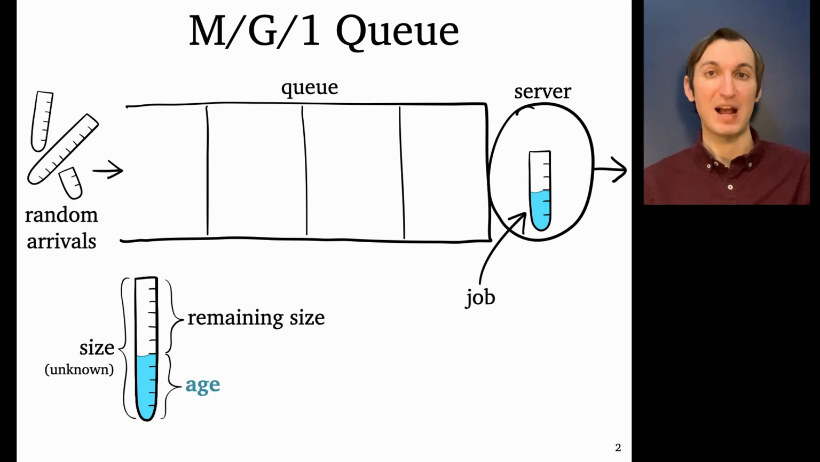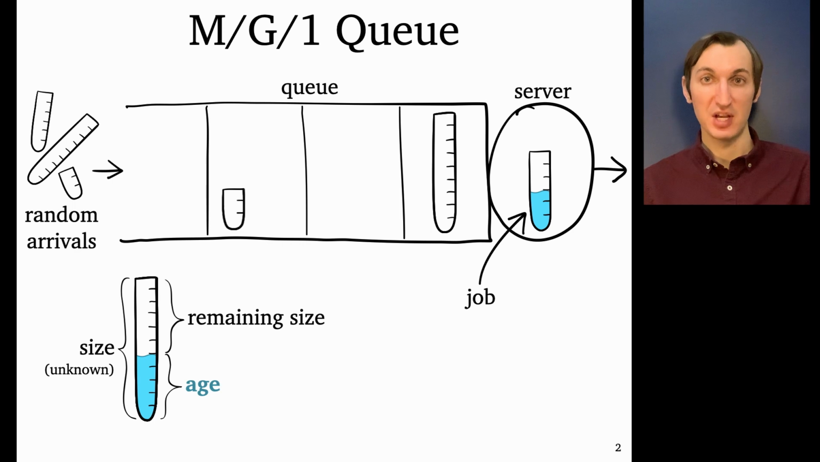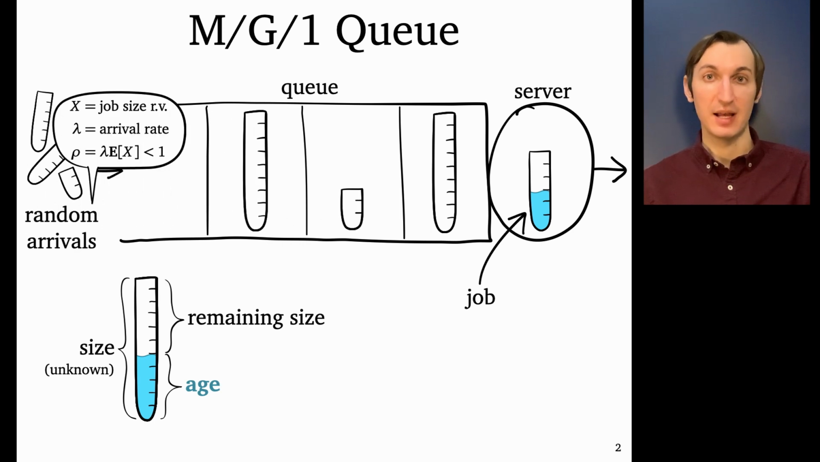Now we have jobs randomly arriving over time. So at random times, jobs of random sizes arrive. And specifically, we've got a job size random variable, so all the job sizes are IID. We've got Poisson arrivals at rate lambda, and this gives us system load rho equals lambda times E[X]. And this is the fraction of time in the long run that the server is busy, which had better be less than 1 for the system to be stable.